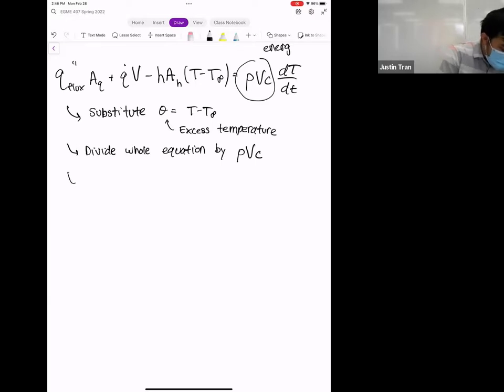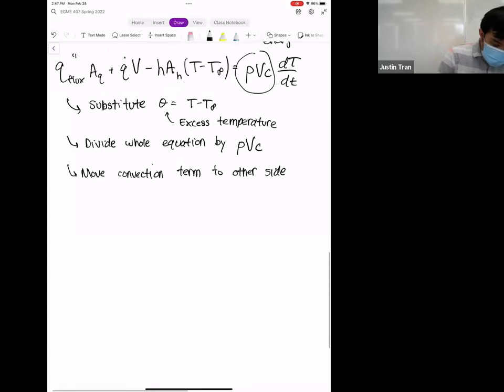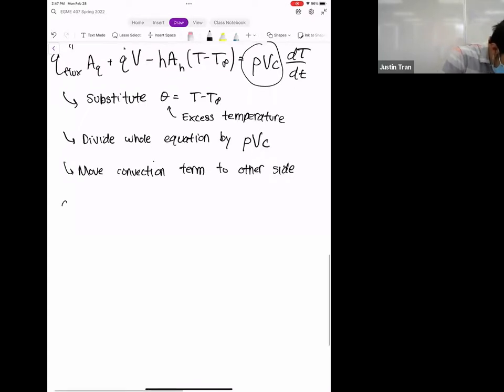And I'm going to do one more thing. I'm going to take the convection term and move it to the other side of the equation. We do all that, and we end up with the following. We end up with Q dot. The V's here are going to cancel out. We have a V on top, and since we divided by rho V C, one of those volumes is going to cancel out. And so on the bottom here, we just have rho times C.